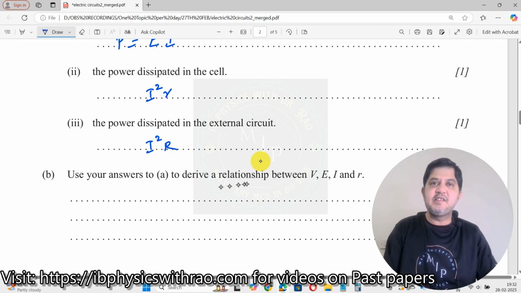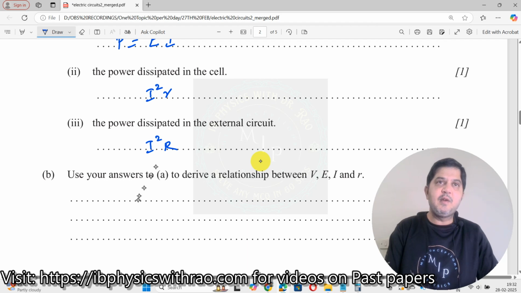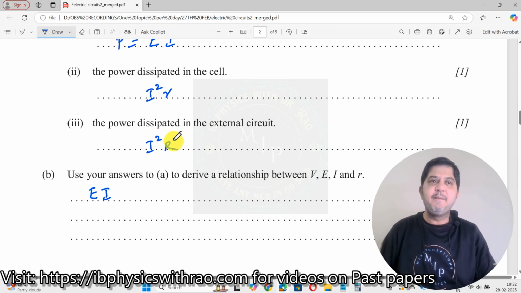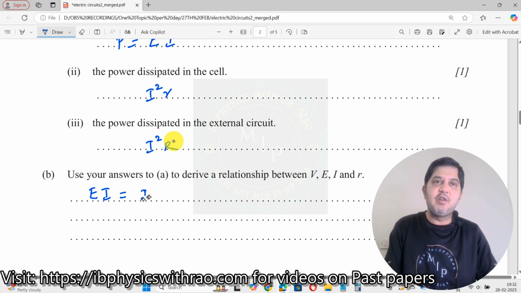Now use your answers to derive a relationship between V, E, I and R. Okay, so we need to derive a relationship with the terminal potential difference also. Now how do we do it? Let us consider the total power supplied by the cell, EI, which is equal to I squared r plus I squared R, right? So this is the total power given, and this is what has been dissipated across the internal resistance as well as the external resistance.